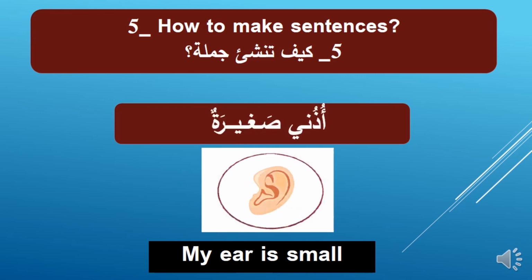Now, what do you see in the photo? It is ear. What is the meaning of ear in Arabic? Go to the vocabulary. Yes, it is udhun. How can you say my udhun? Udhuni. My udhun, my ear is small. It will be udhuni صغيرة. Udhuni صغيرة. Repeat after me. أذني صغيرة.